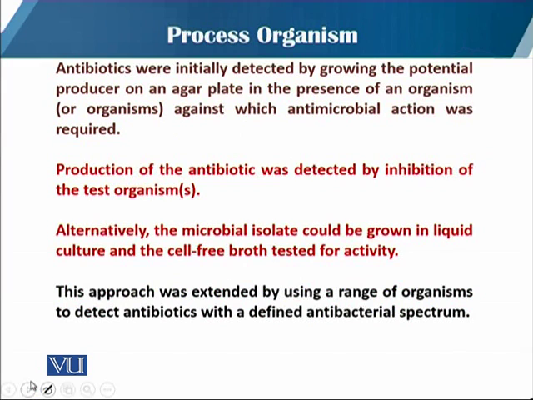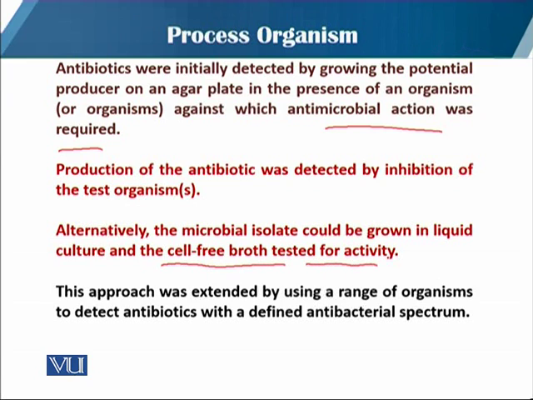As concerned antibiotic screening, antibiotics were initially detected by growing the potential producer on an agar plate in the presence of the organism or organisms against which the antimicrobial action was required. The production of antibiotics was detected by the inhibition of that test organism. Alternatively, the microbial isolate could be grown in liquid culture and the cell-free broth tested for its activity.